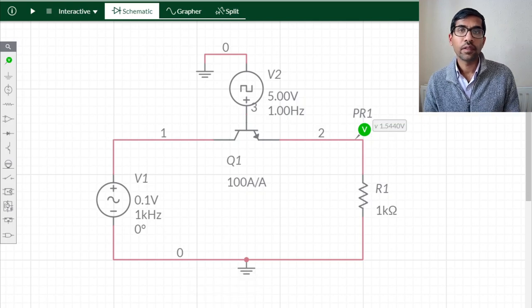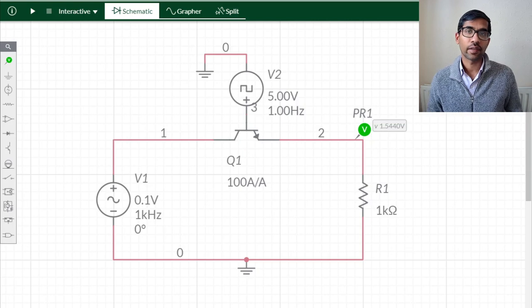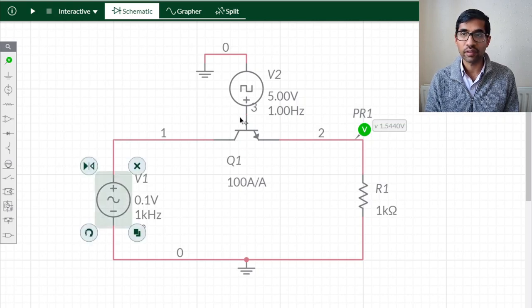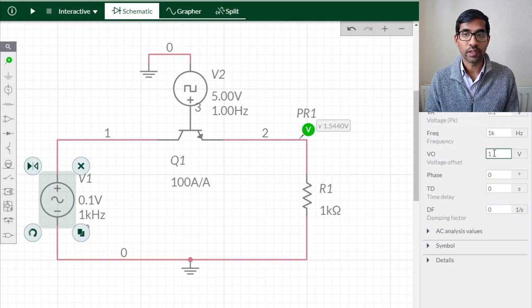Hi, in this video, I thought I'll just show you a Multisim simulation of a transistor, or a BJT specifically, working as a switch. So this is a very simple circuit. Here's a sine wave source, and the amplitude of the sine wave is 0.1 volts. And what I've done is I have put an offset voltage of 1 volt.